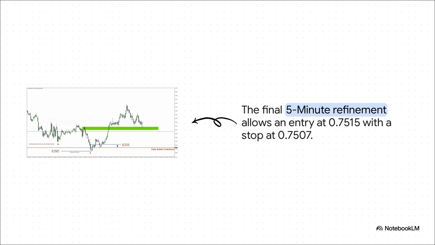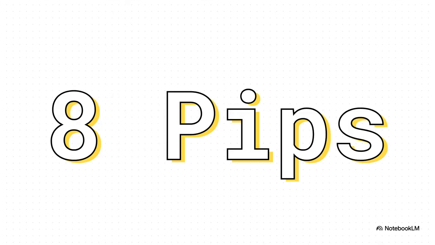It lets us get in with an incredibly precise entry at 0.7515, and we can tuck our stop loss right below the low at 0.7507. So tight. So what's the bottom line? What's the final number? Our risk is now just 8 pips. I mean, let that sink in for a second. We started with a standard, perfectly reasonable 20 pip risk, and we cut it all the way down to a tiny 8 pips just by being patient and following this refinement process.